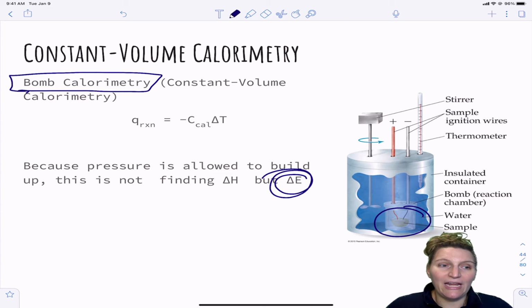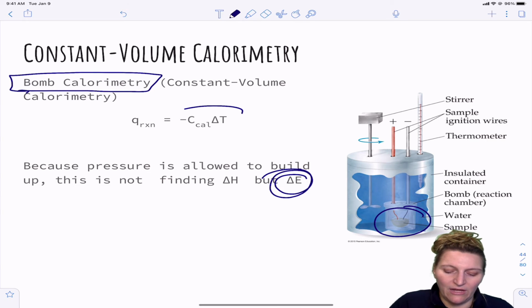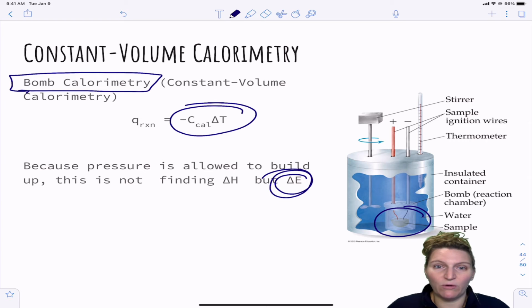Remember, the delta H is equal to the heat when it's a constant pressure. This is definitely not a constant pressure system. So we will be finding delta E now, and the formula is super easy. We don't need to worry about the mass.